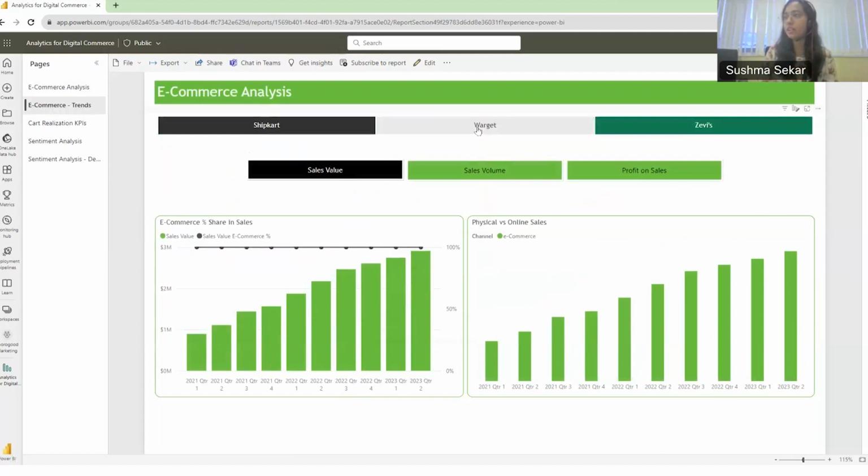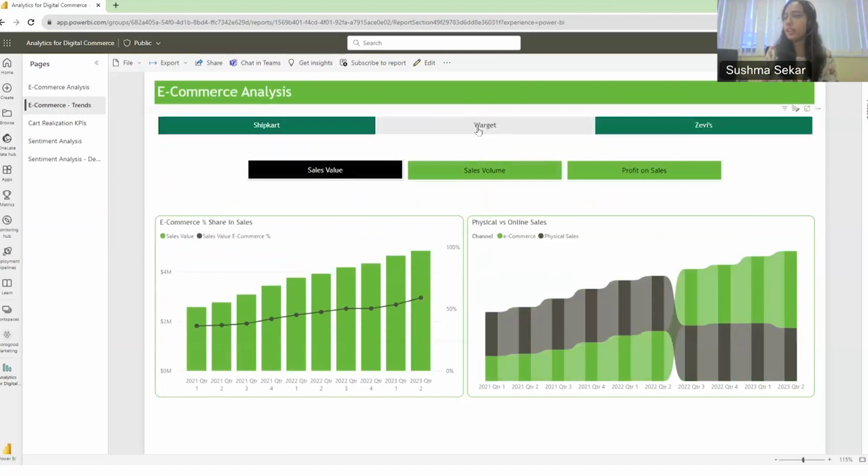physical sales component. But if I click on Warget, my other retailer, I see that e-commerce has an upwards trend, and after Q2 2022 here, I see that it's rapidly increasing, and our e-commerce sales through Warget is much higher than physical sales, which is showing a change in consumer behavior at that point.